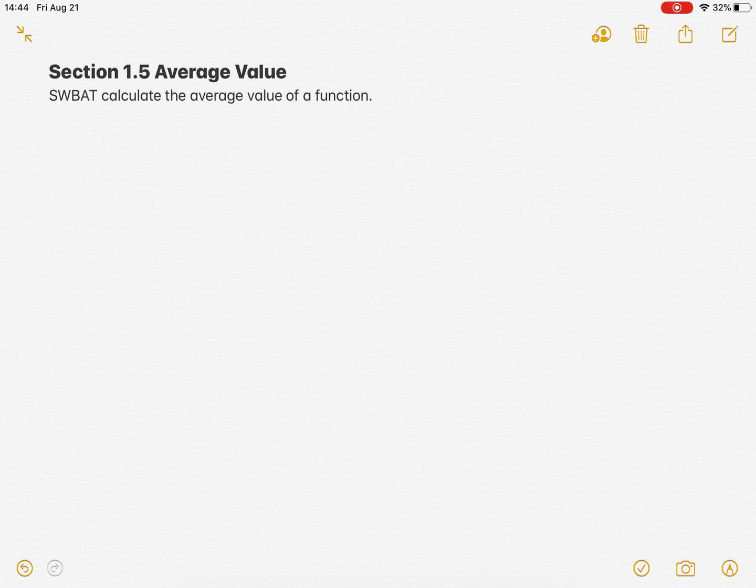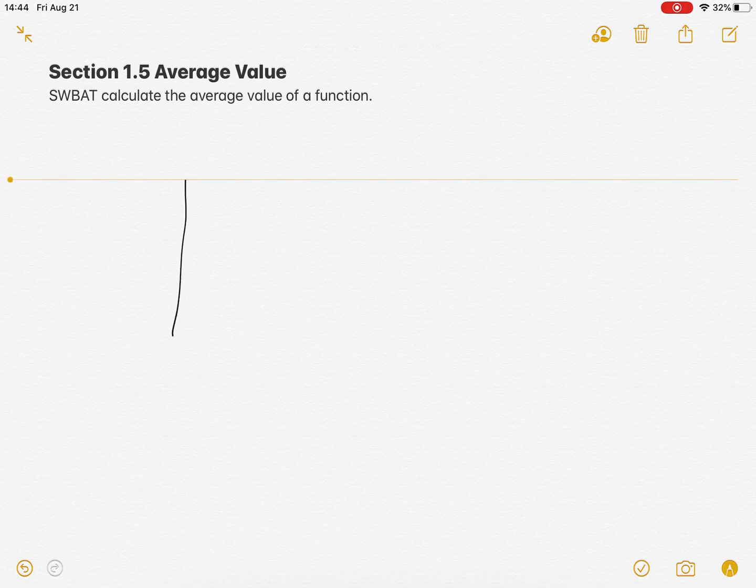So we are talking still about section 1.5, and now we'll be discussing what average value means. So I hope that you will be able to calculate the average value of a function. So first of all, what really does average value mean? And in order to do that, I want to sketch a quick graph here.